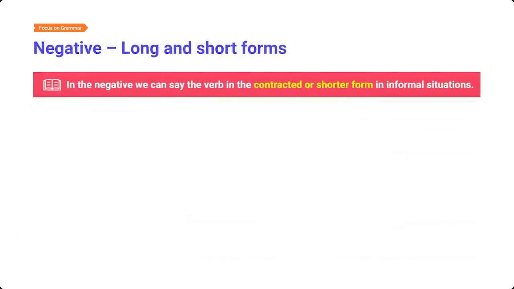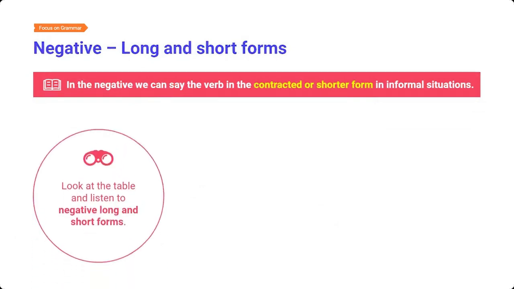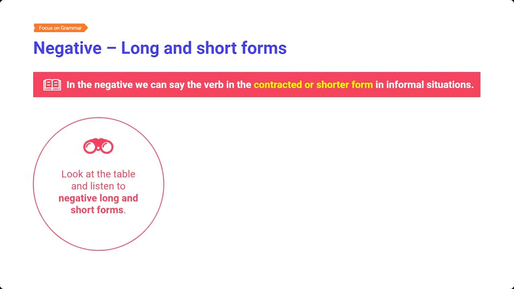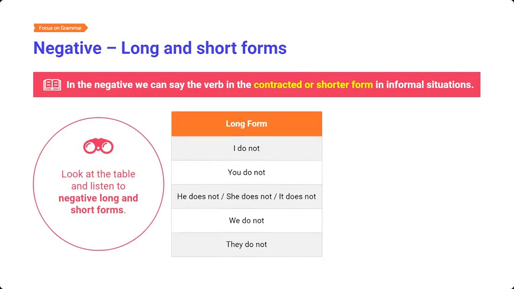In the negative, we can say the verb in the contracted or shorter form in informal situations. Look at the table and listen to the negative long and short forms. First, let's look at the long form. I do not. You do not. He does not. She does not. It does not. We do not. They do not.